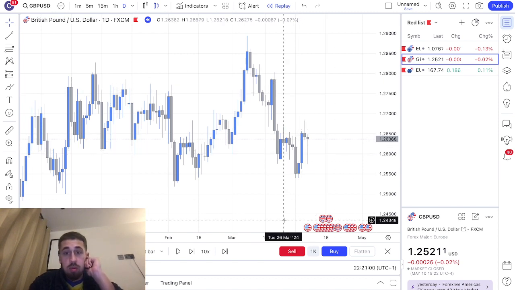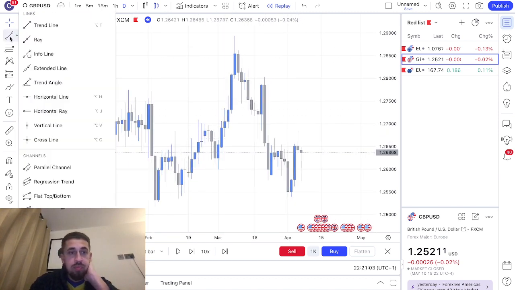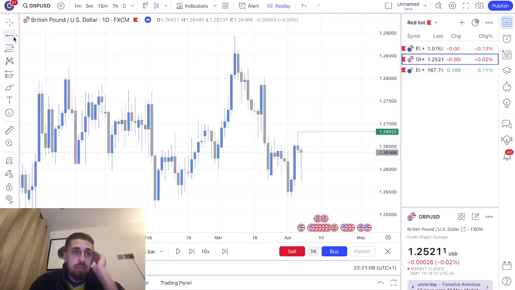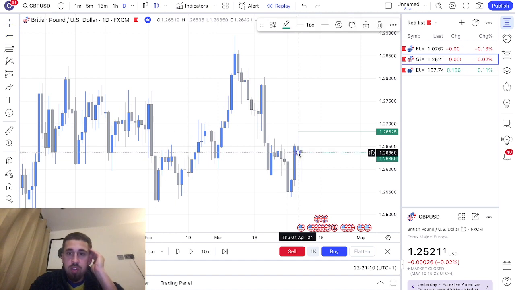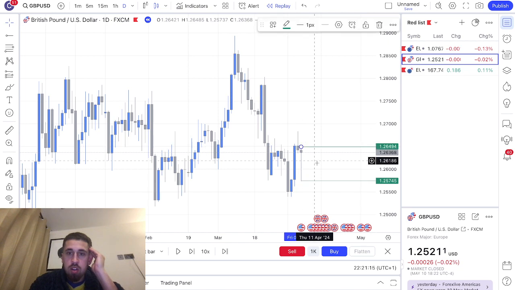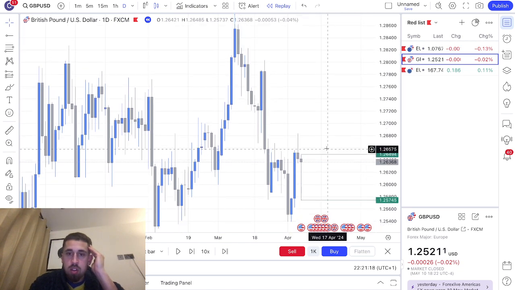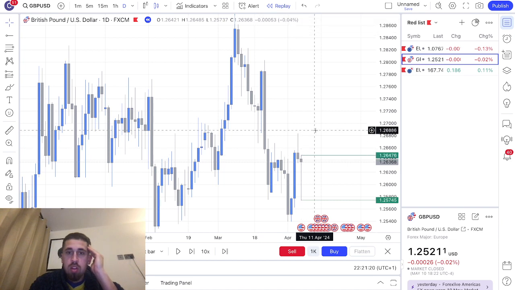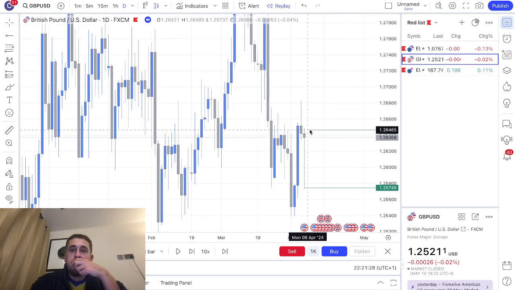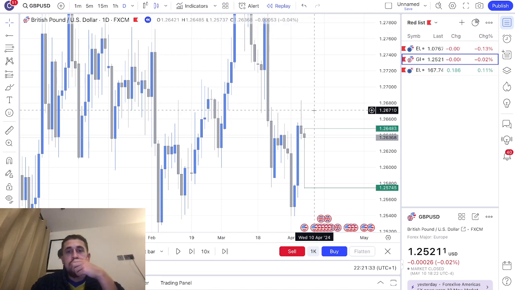Cool. So mark out previous day high and low, which would be there. No, okay, it's gonna be there and there. I just wonder if marking out the open and the close and stuff like that.